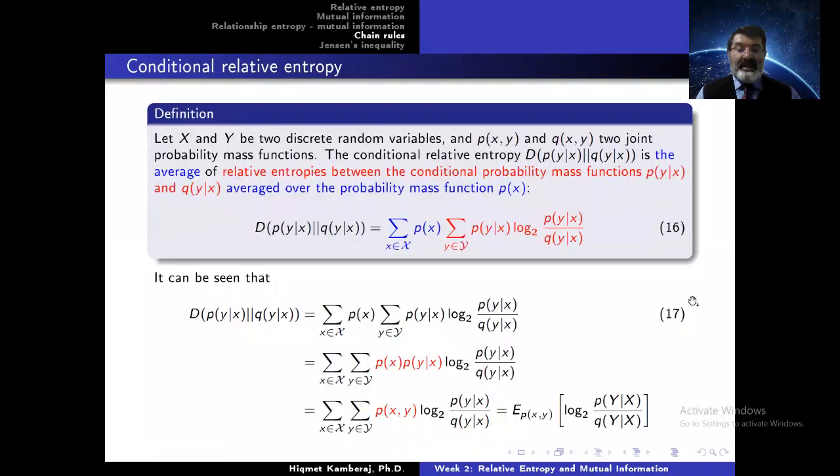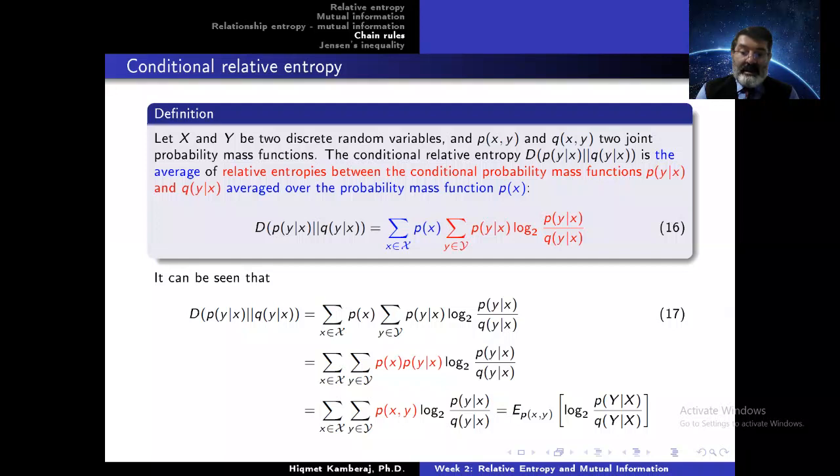Now it can be seen from equation 16 that the conditional relative entropy, which is on the first line of equation 17, is written based on the definition. So I'm reading again: sum of all x's from the alphabet set chi, p of x, sum of all y's from the alphabet set epsilon, p of y given x, log with base 2 of p of y given x over q of y given x.